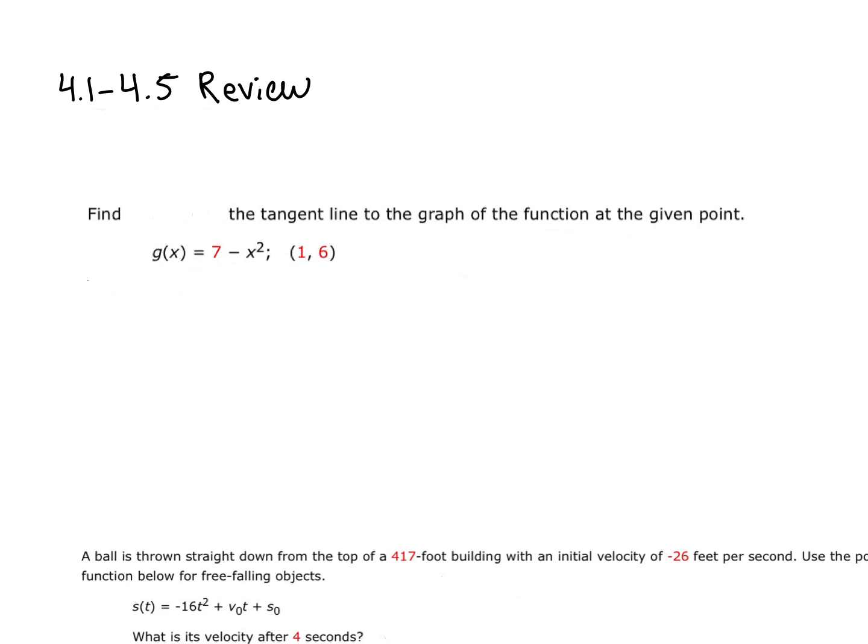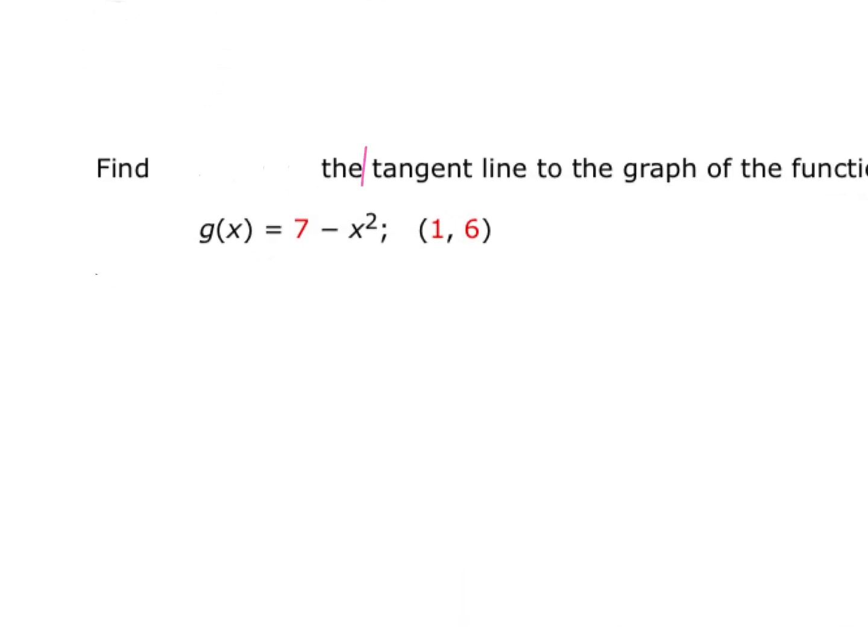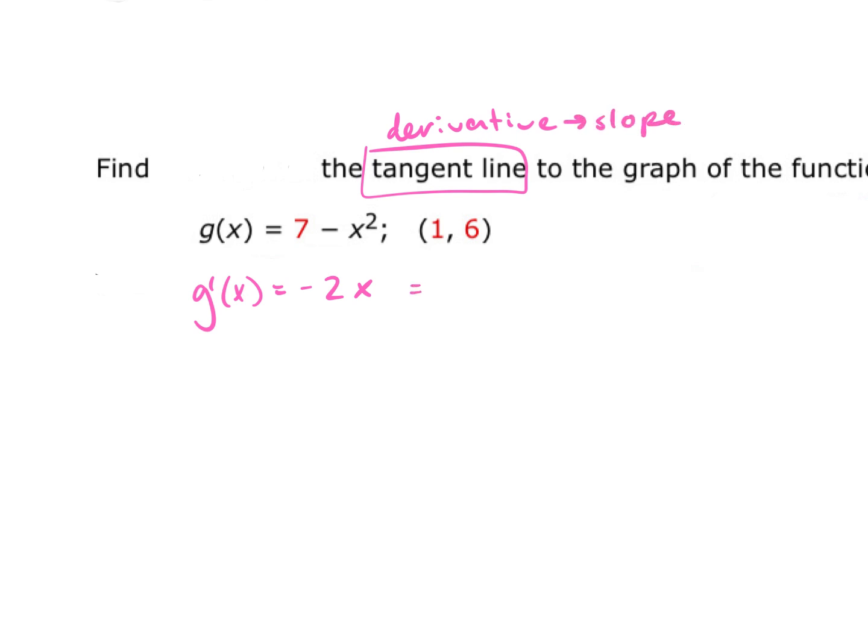Find the tangent line to the graph of the function at the given point. How would we find the tangent line? We find the derivative to find the slope. So our derivative would be negative 2x. What would we do next to find the slope? Awesome, we're going to plug in the x. So I'm going to plug in 1 into the x, so it would be negative 2 times 1. So negative 2 would be our slope.